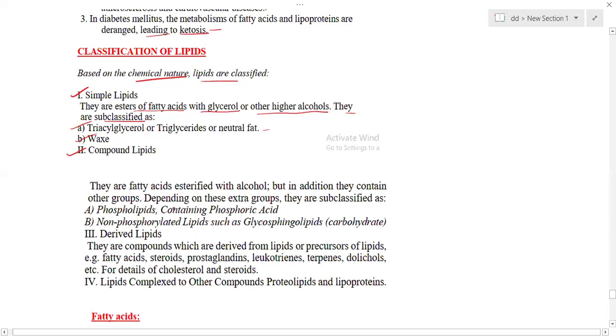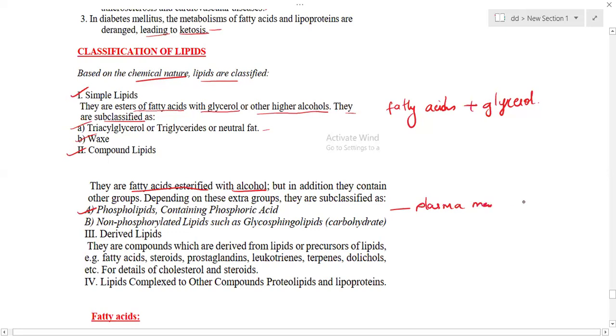Compound lipids are fatty acid esters with alcohol, whereas simple lipids are esters of a fatty acid with glycerol, fatty acids plus glycerol, or other higher alcohols. Compound lipids are fatty acid esters with alcohol, not glycerol, but in addition they contain other groups. Depending on the extra groups, they are subclassified into phospholipids, which you find especially in the plasma membrane.